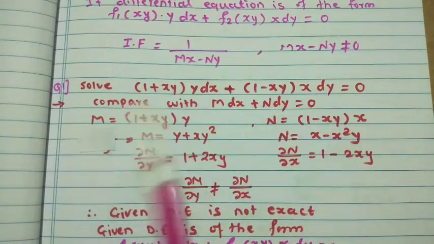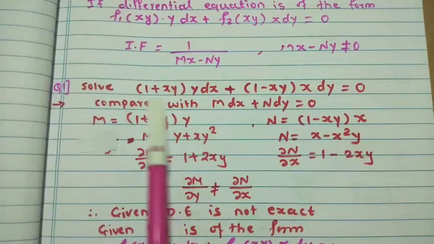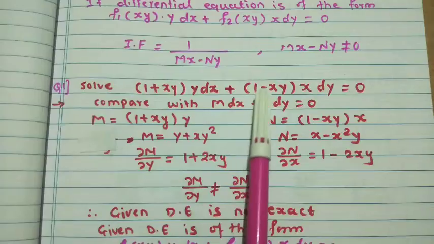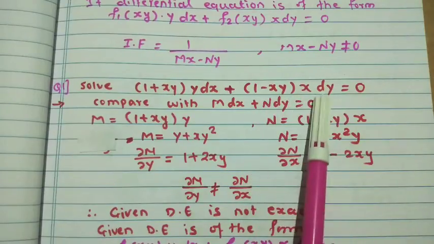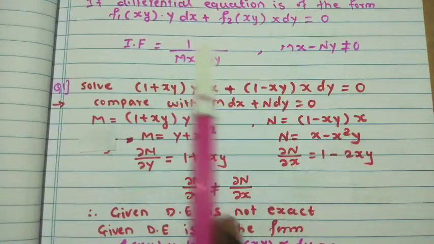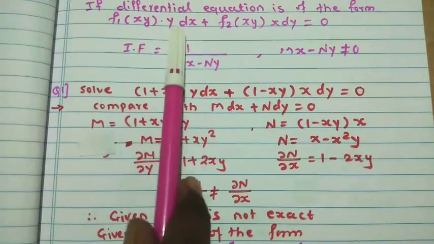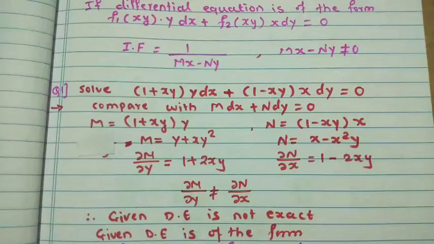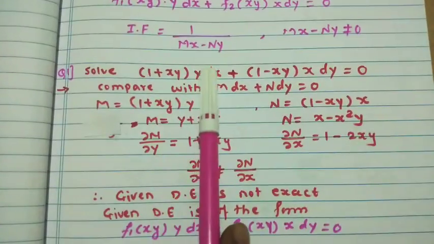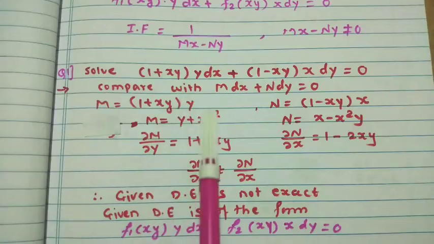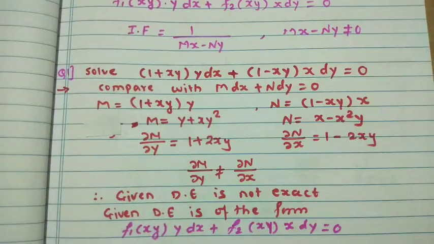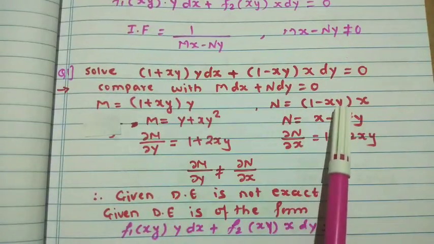Now you can see here this is the first function, f1 of xy into y dx plus (1 minus xy) into x dy. This is our standard form of f1 of xy into y dx plus f2 of xy into x dy equal to 0. Now compare this given differential equation to our standard form M dx plus N dy equal to 0, where M is (1 plus xy) into y, N is (1 minus xy) into x.